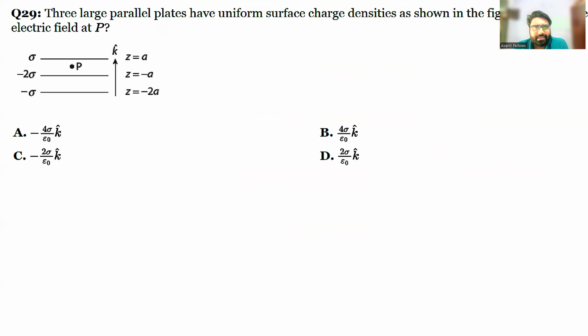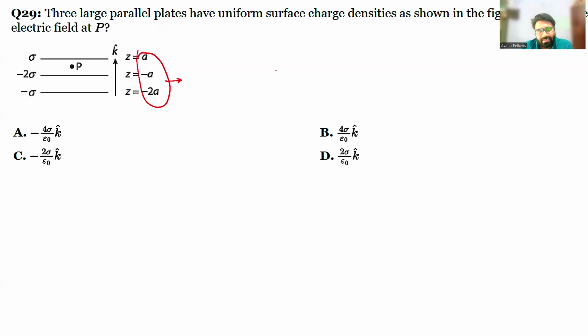Three large parallel plate capacitors have uniform surface charge densities as shown in the figure. What is the electric field at P that we have to calculate? So first of all, if the distance is given to you in these types of arrangement of sheets, this distance is irrelevant. It doesn't mean that you have to include this. So the very sensible thing that you have to remember is, if everything is given in the question, you do not have to use everything in the question.